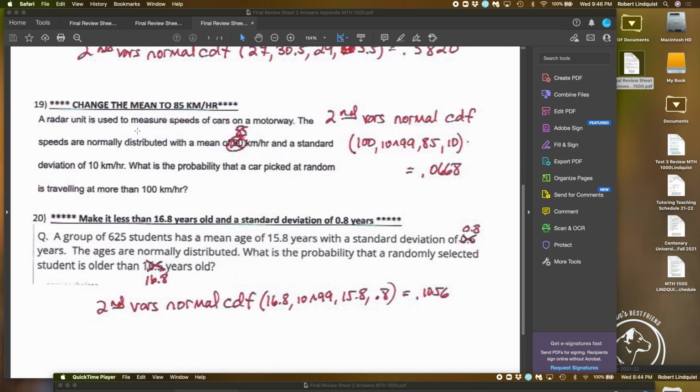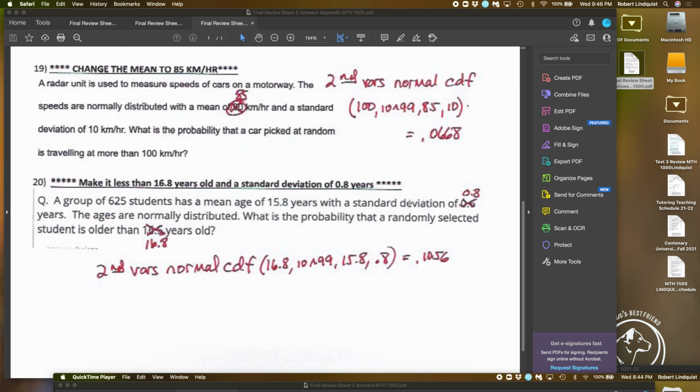Okay, number 19. Radar unit measures speeds on a highway. We changed the mean to 85, standard deviation of 10. What's the probability it travels more than 100 miles per hour, 100 kilometers per hour? So the slowest speed they're looking for here is 100. Then we always use the greatest possible number that the calculator takes, which is 10 to the 99th. 85 is the mean, 10 is the standard deviation. Crunch those numbers, you get 0.0668.